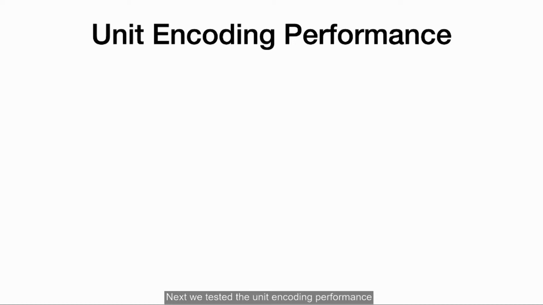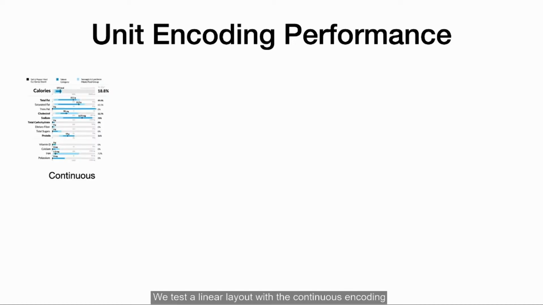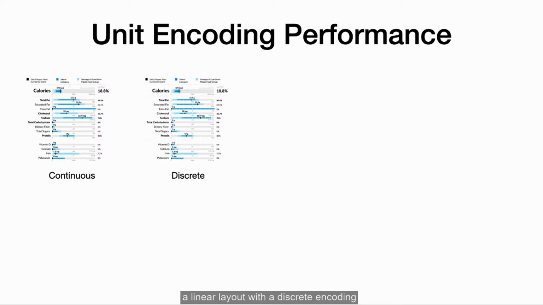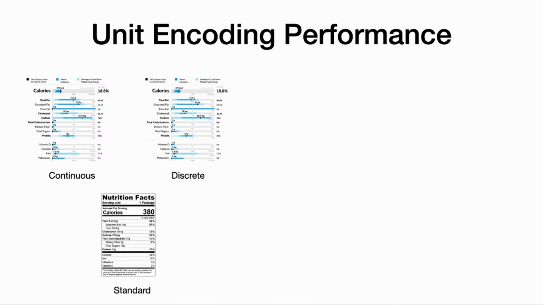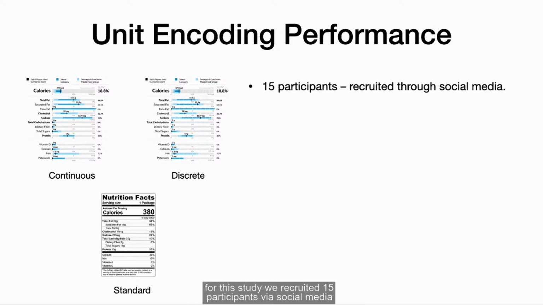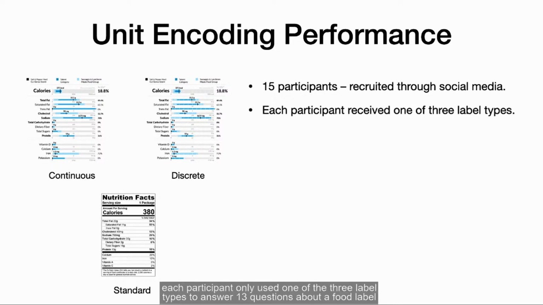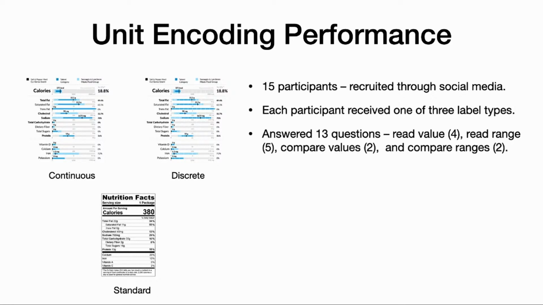Next, we tested the unit encoding performance. We tested a linear layout with the continuous encoding, a linear layout with the discrete encoding, and a standard label. For this study, we recruited 15 participants via social media. Each participant only used one of the three label types to answer 13 questions about a food label.